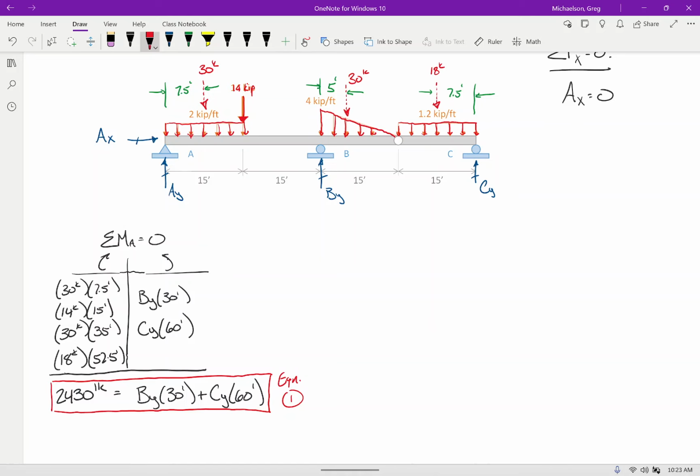Okay. All right. What about summing forces in the y direction? Maybe that'll work. I summed moments and it didn't help me. Maybe summing forces in the y direction will help. Let's do that. What do I have going up? I've got AY, BY, and CY. What do I have going down? 30, 14, 30, 18. I'm getting a little nervous. I don't think this one's going to help me out either.